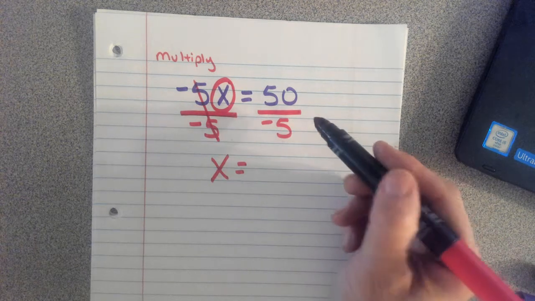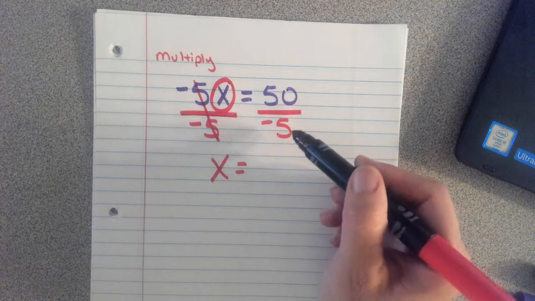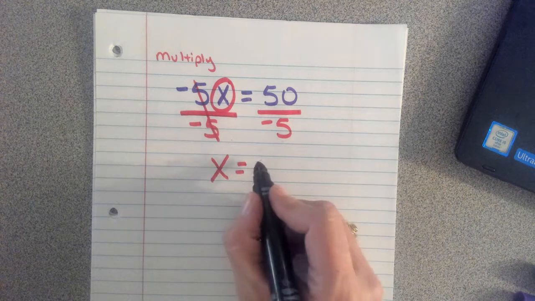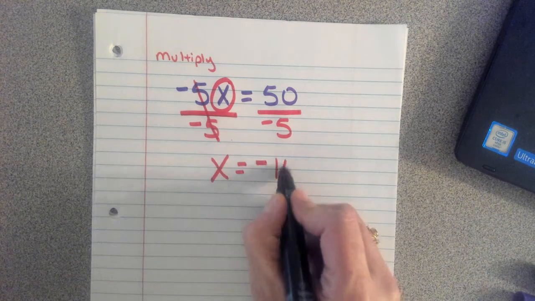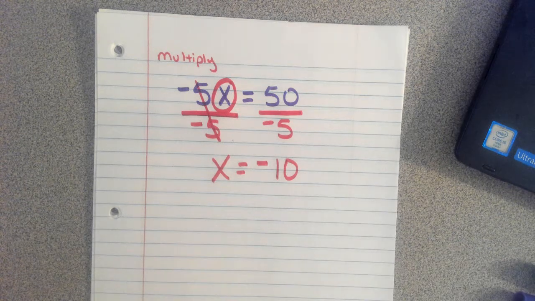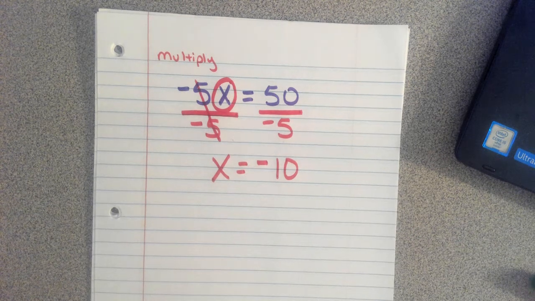Then on the right side, positive 50 divided by negative 5 equals negative 10. You've got to be aware of your integer rules when you're working with positives and negatives.